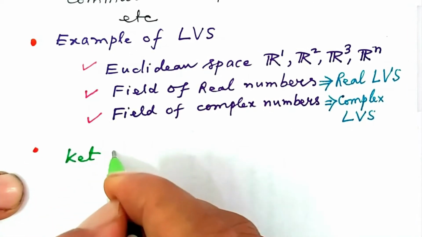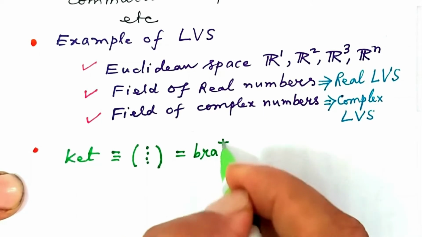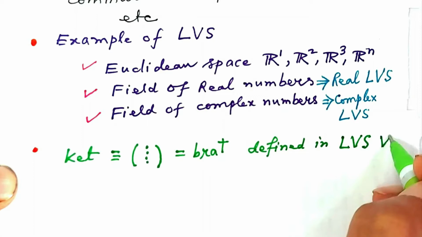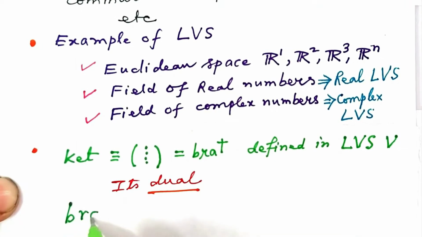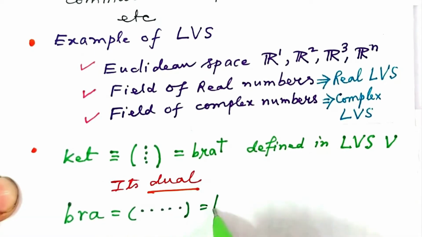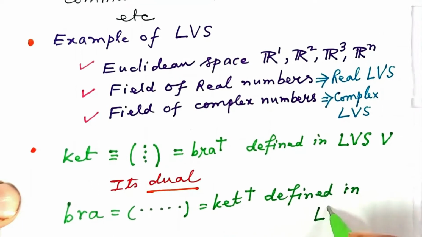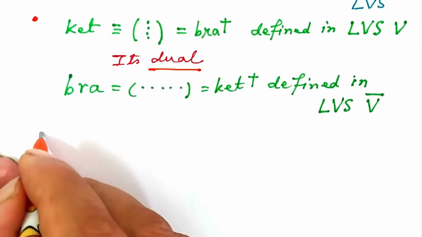Ket is represented by a column matrix and is related to bra as bra dagger, and is defined in a linear vector space, say V, also called the Ket space. Dual of Ket is bra. Bra is represented by a row matrix and is related to Ket as Ket dagger, and is defined in a linear vector space, say V bar, also called the bra space.